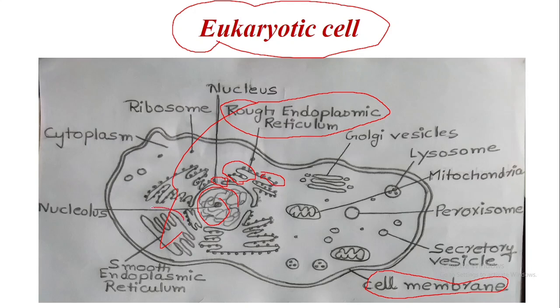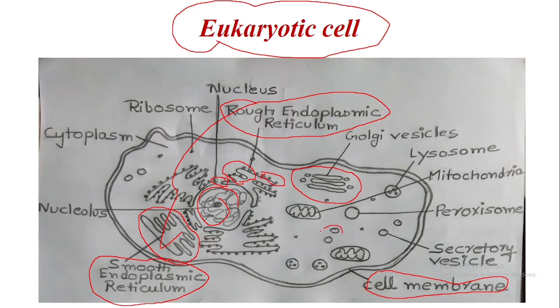This is a structure which does not have any ribosome attached to it. It is known as smooth endoplasmic reticulum. It helps in lipid synthesis. Now, besides that, we also have Golgi body. These help in protein modification and protein sorting.